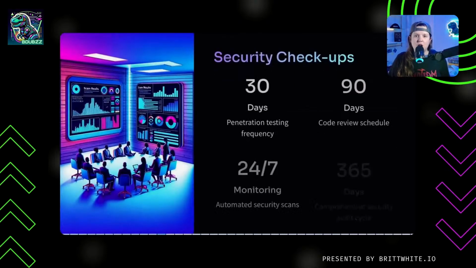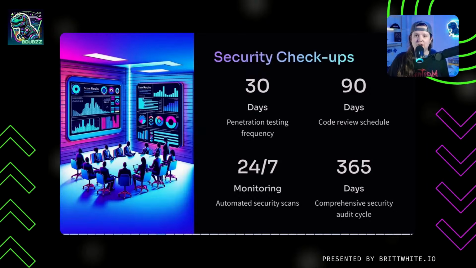Security checkups are non-negotiable. These are regular health checkups for your system. Monthly penetration testing is important because threats continue to evolve rapidly. Quarterly code reviews let your team hunt for security weaknesses that might have slipped through development. Automated security scans must run 24/7. These are your guards that are constantly watching out for vulnerabilities. And yearly comprehensive security audits provide detailed examinations of your entire security posture.